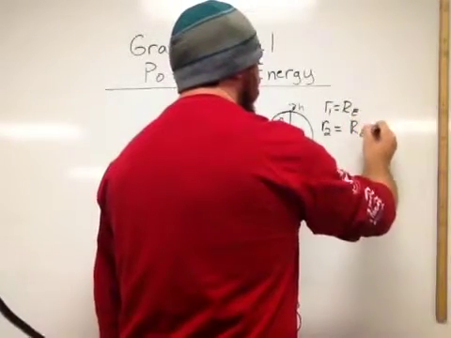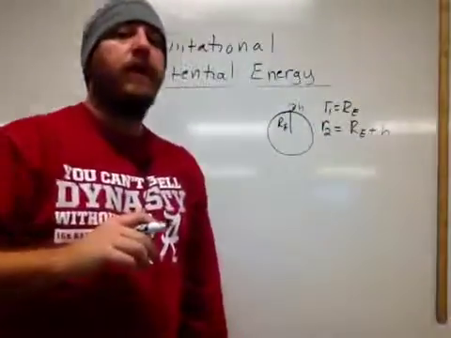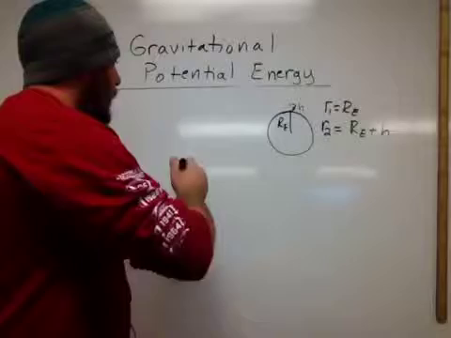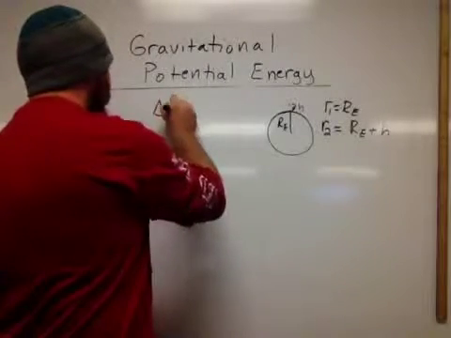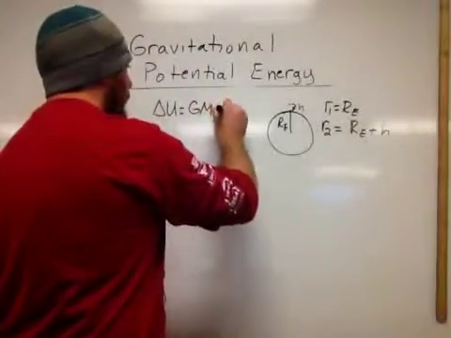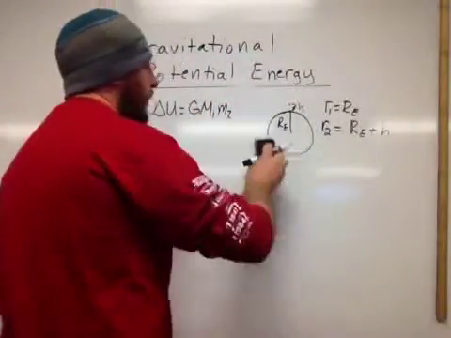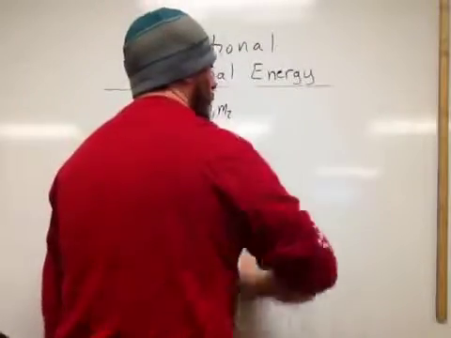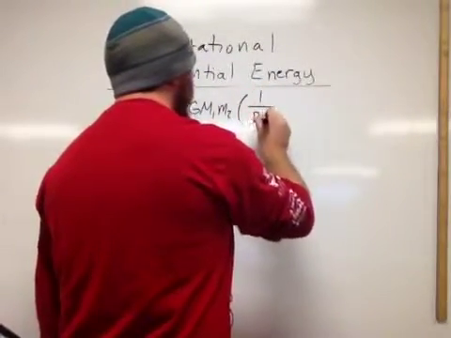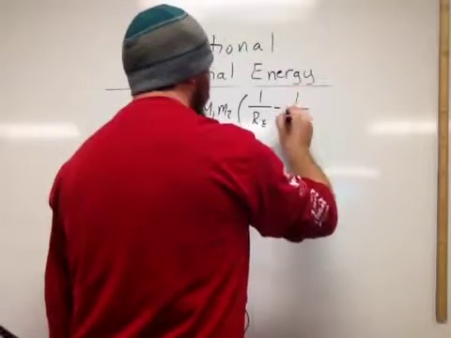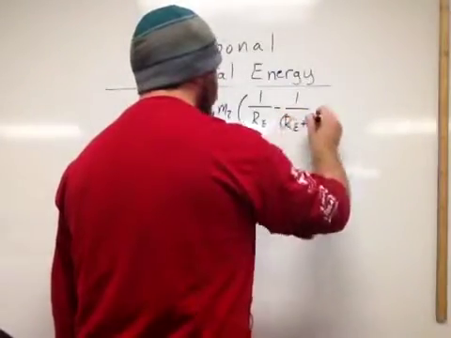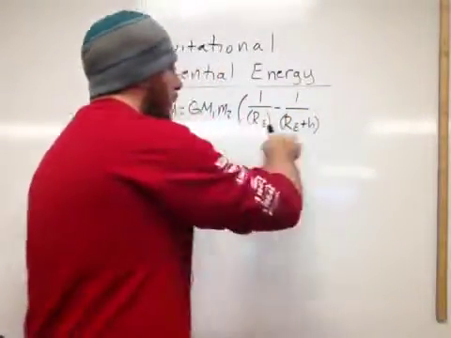RE plus h. Now I'm going to plug that into our formula here, and so we have delta U equal to G M1 M2 multiplied by the difference of 1 over RE minus 1 over RE plus h. This was R1, this was R2.